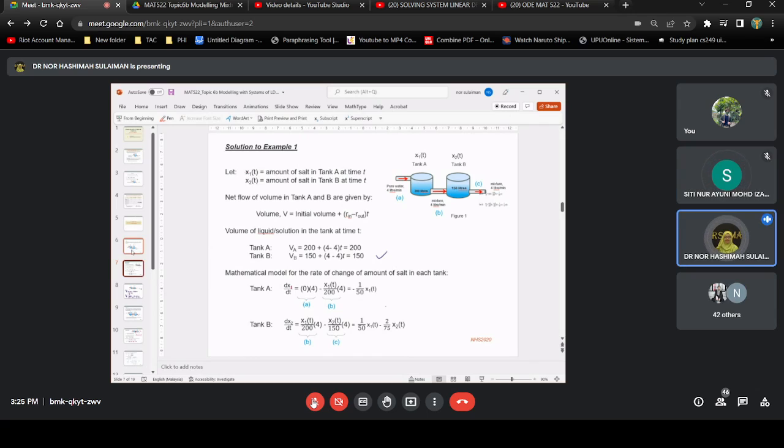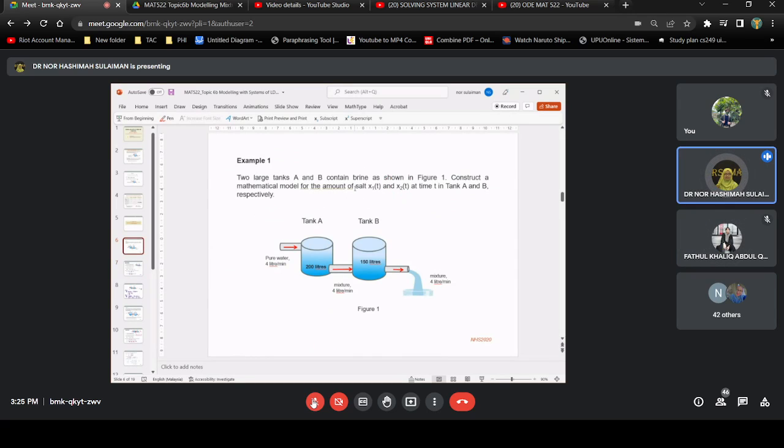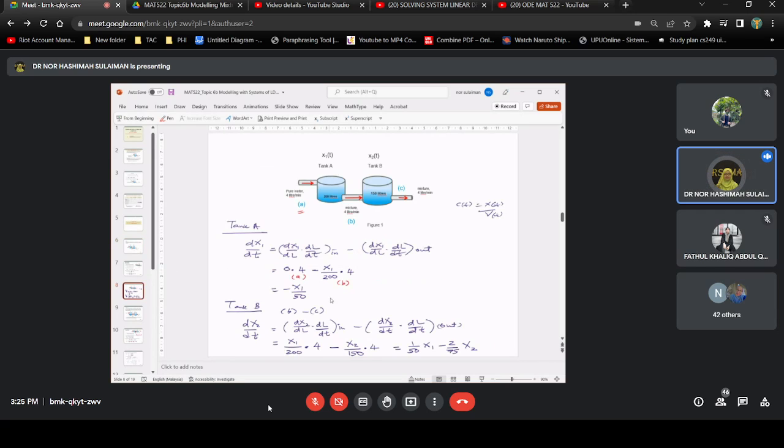Okay, so kalau perhatikan dekat soalan ni, dia ada tak cakap pasal initial amount of salt kat sini? Tak ada kan? Dia tak ada mention berapa asalnya, berapa jumlah garam yang dilarutkan dalam A dengan B. It doesn't mention anything about that. So maknanya jawapan dia adalah yang ni lah. Model untuk tank A yang ini, the tank B. So kita just gabungkan the model.